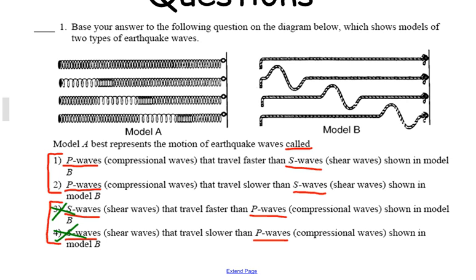Now let's see what's different about them. They both read P waves, compressional waves that travel. Now here's the first thing that's different, either faster or slower than the S waves. And we mentioned yesterday that the P waves are the first waves to get to seismic stations because they're faster. So we get rid of choice 2. The correct answer to this is number 1.